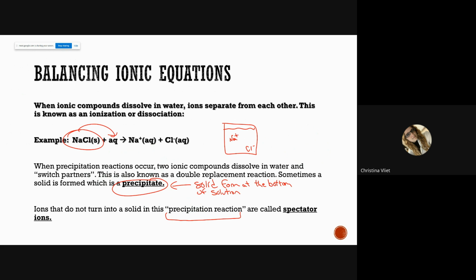And so that's important to note this terminology. Spectators are just watching. They're in the solution, they're just watching. And we're going to look at spectator ions a little bit more later on. That's my eyes going to the side. They're there, they're watching, but they're actually not participating in the chemical reaction.